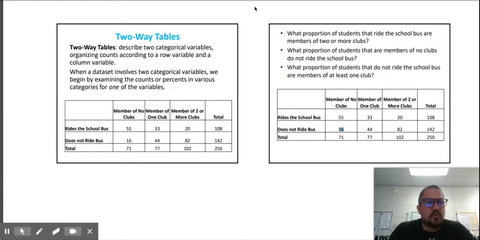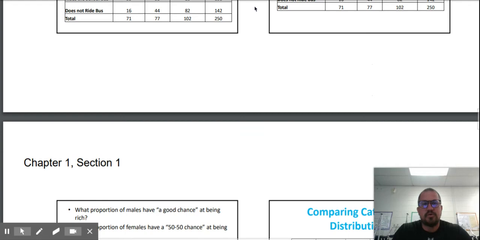And then the last question, what proportion of students that do not ride the school bus, so we're only looking at does not ride the school bus, there's 142 of those, are members of at least one club? Now, in this case, all of these would be members of at least one club. So that would be 126 out of 142. And again, you could find it by adding those. You could also find it by looking at how many are members of no clubs, which is 16, and subtracting that from 142. So you always want to write the fraction and the decimal when it asks you for the proportion.